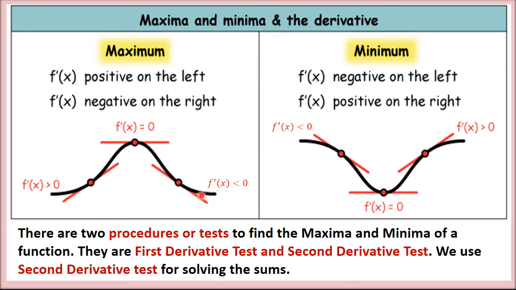And for the minimum value, f dash x is negative on the left, because f dash x means slope of the tangent, because the function is falling from left to right, or the function is decreasing and the curve is falling, then the first derivative will be negative or less than 0. And if the function to the right of this minimum point, the curve is increasing, so the slope of the tangent or f dash x is greater than 0.